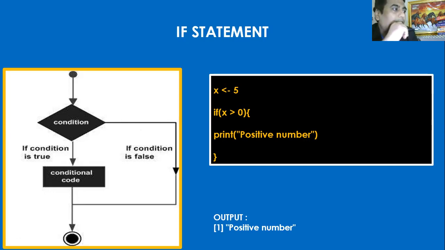In the example, x is defined as 5 and I'm checking if x is greater than 0, then print positive number. Yes, of course, x is greater than 0. So the condition matches and the output will be positive number. See, the output is positive number.